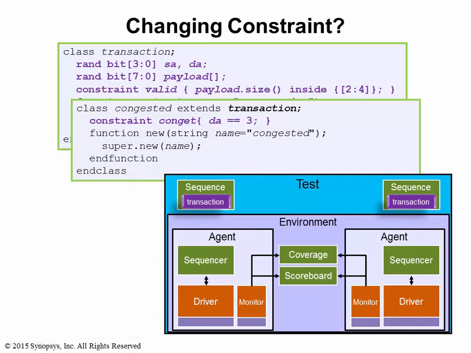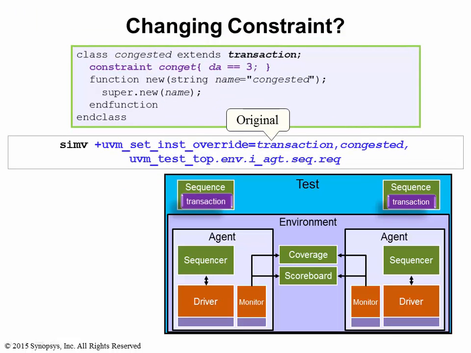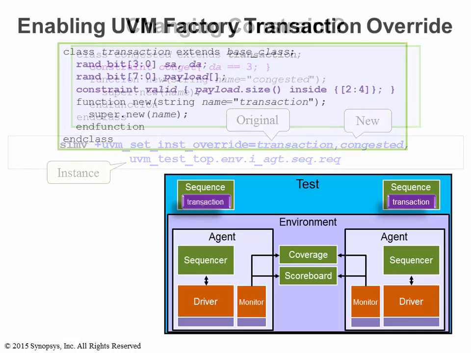Wouldn't it be nice to just write the new constraint transaction class, then override the original definition with a new definition of the class with either a runtime switch or a simple override command in the test? This can be accomplished when you enable the UVM Factory override mechanism. The process only requires a few minor tweaks to the code. You just need to register every class you create into the UVM Factory, then use the factory to construct the desired object. Let's go back to the transaction class.